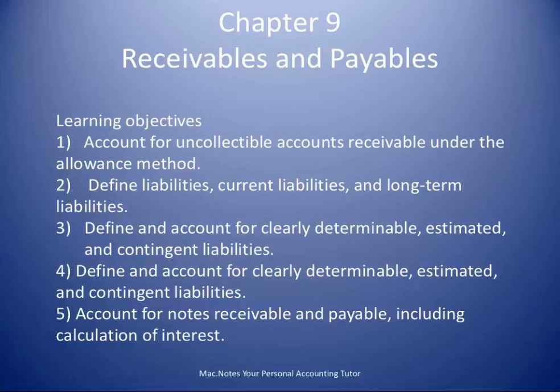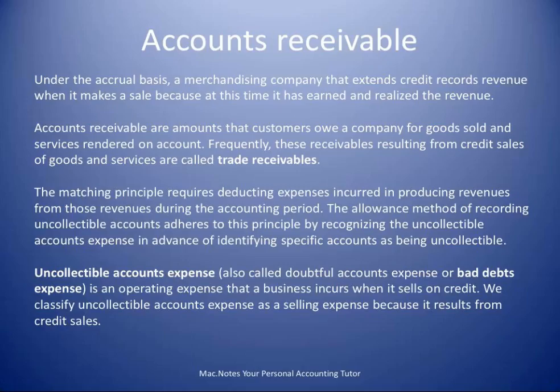Chapter 9, how we record receivables and payables. Our learning objectives here. Number 1, account for uncollectible accounts receivable under the allowance method. Define liabilities, current liabilities, and long-term liabilities. Define and account for clearly determinable, estimated, and contingent liabilities. Account for notes receivable and payable, including calculations. So there's a lot to cover in this video.